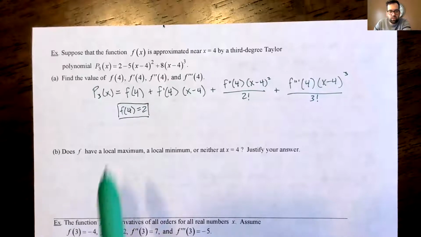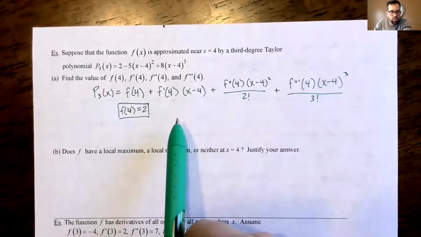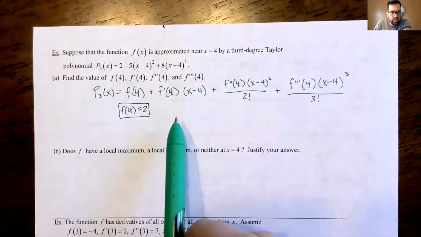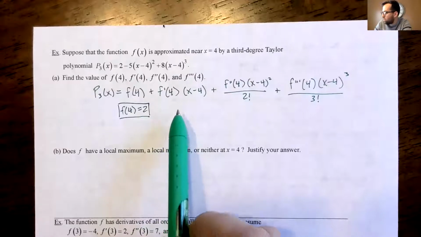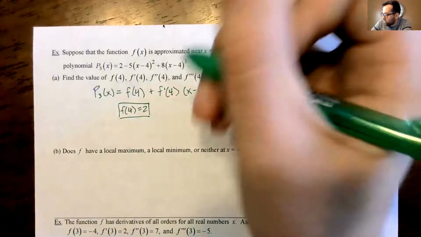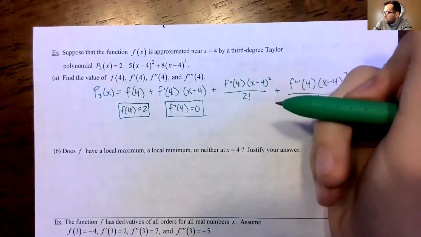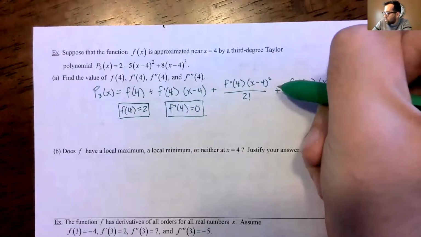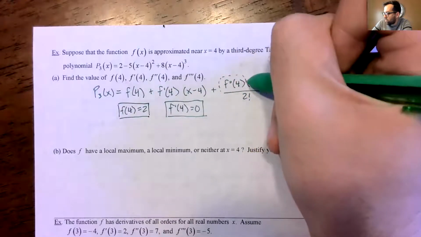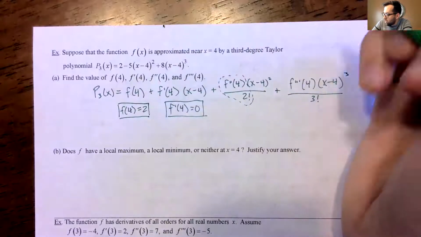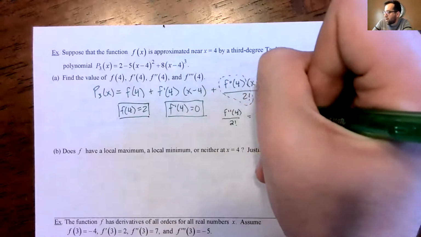We got f of 4 equals 2, f prime of 4 times x minus 4, and in the original question, we can see there's no x minus 4 term in the original. So I can say that f prime of 4 must have been 0. In this next term, we've got the x minus 4 squared, and then the coefficient is made up of this portion of the numerator and the denominator, which means that f double prime of 4 all over 2 factorial somehow had to equal the -5 that was given.